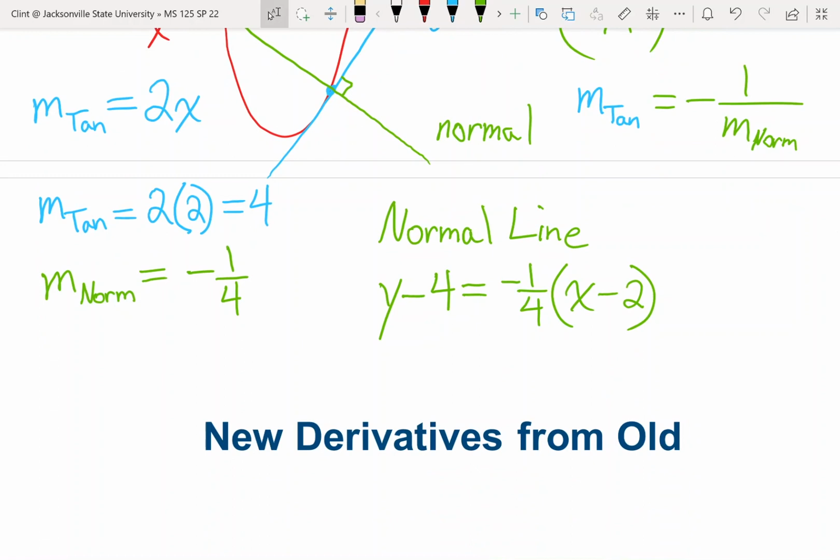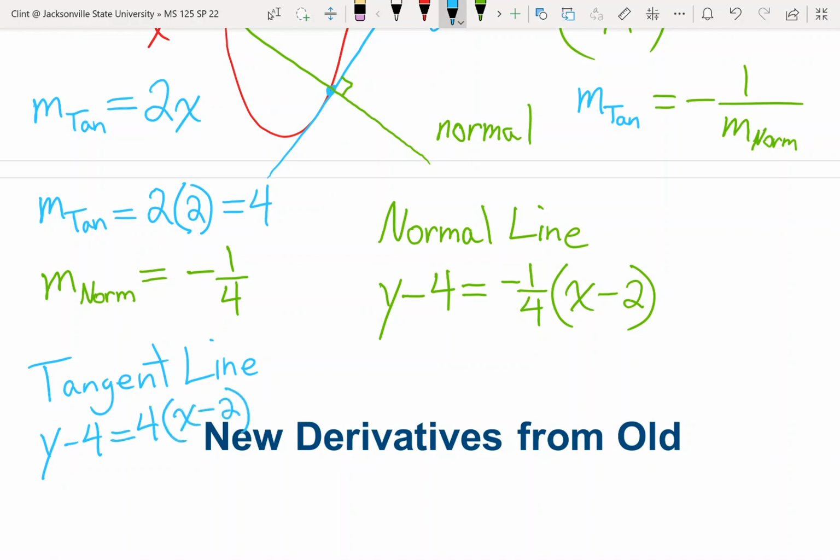With our tangent line, we just use the other slope. The tangent lines are the ones we found last time. So it'd be y minus 4 equals 4 times x minus 2. That's our tangent line. So if you have the tangent line, it's really easy to get the normal line. You just take the opposite reciprocal slope. We're usually, at least in calculus, more concerned with the tangent line, but the normal line's not any harder.